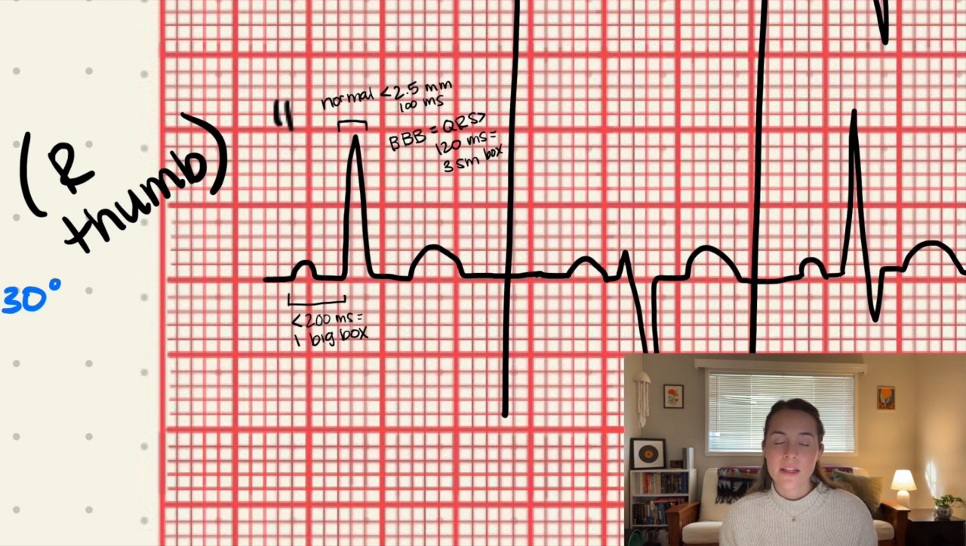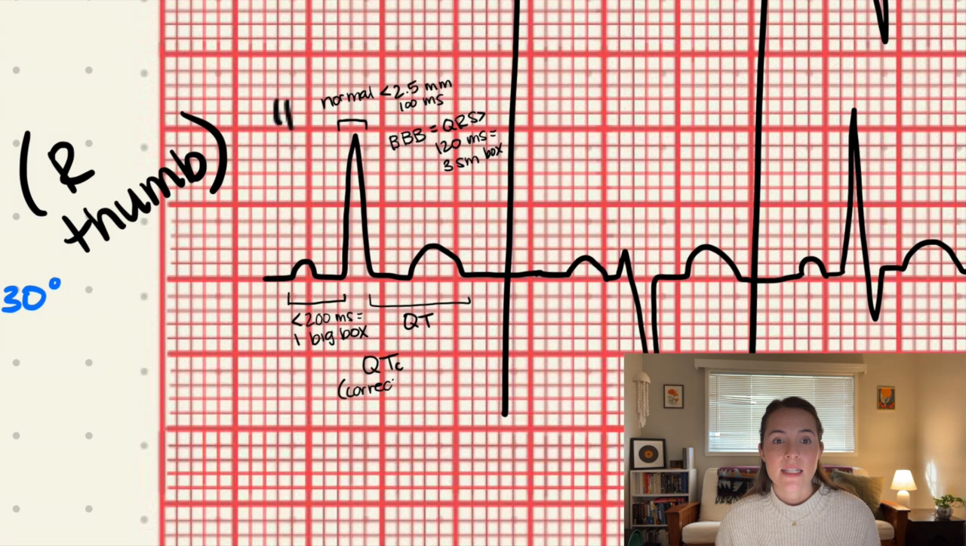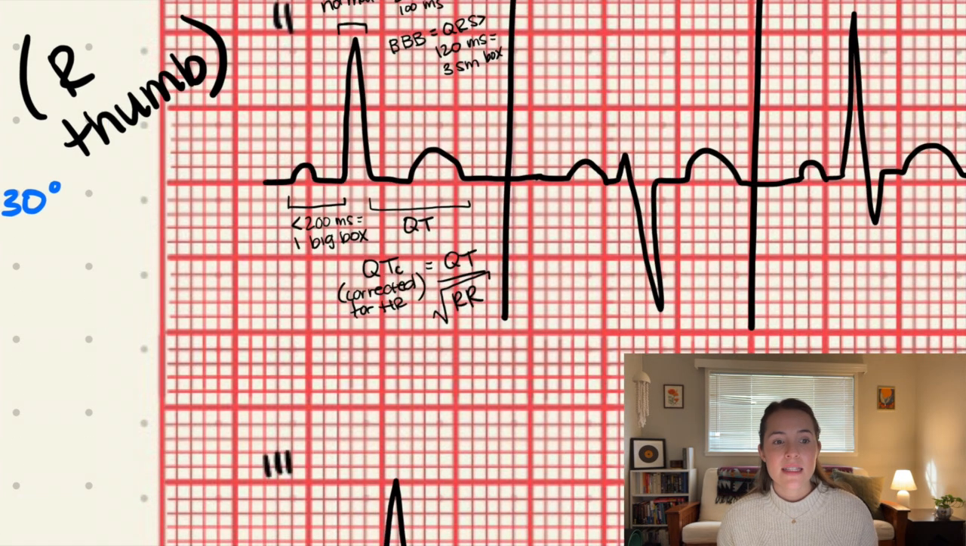Then I look at the QT interval, which will change depending on the speed of the heart rate. So most folks will look at the QTc, or the QT interval corrected, which is the QT interval divided by the square root of the RR interval. But a general rule that I think about is if the T wave terminates about halfway between the QRS complexes, then it's probably not prolonged.